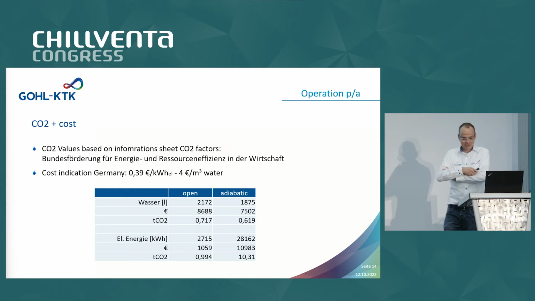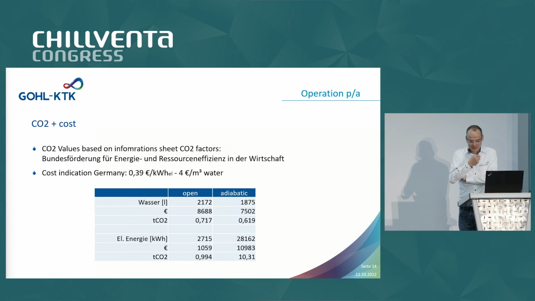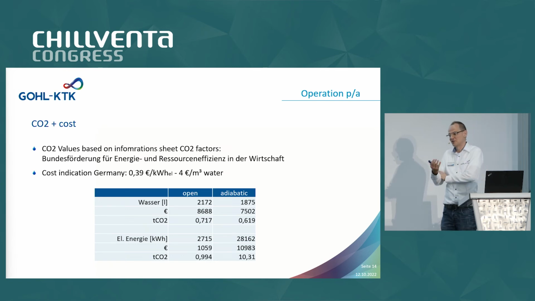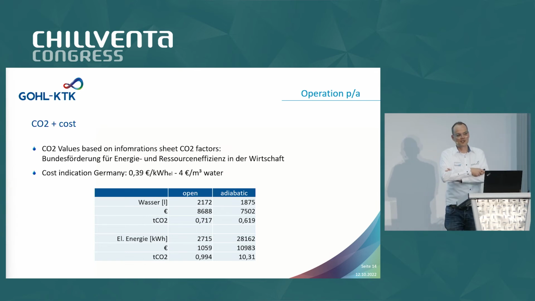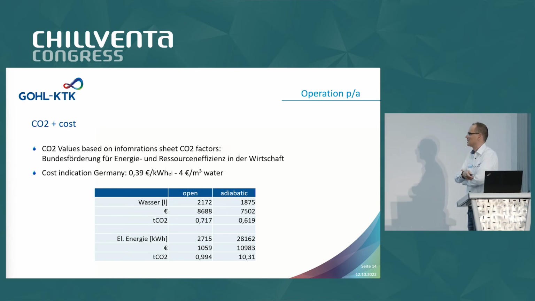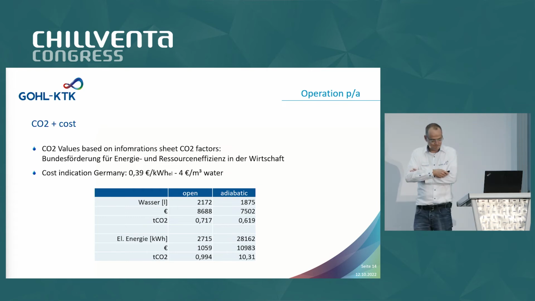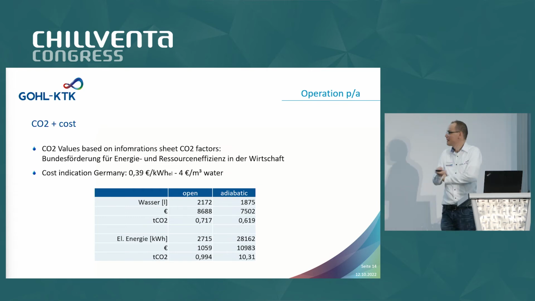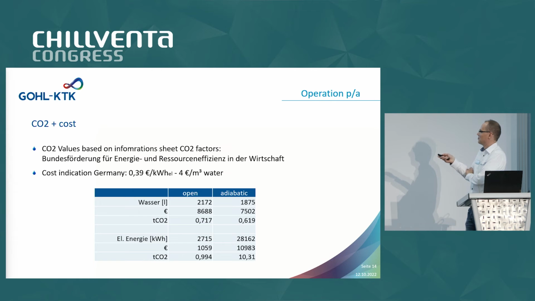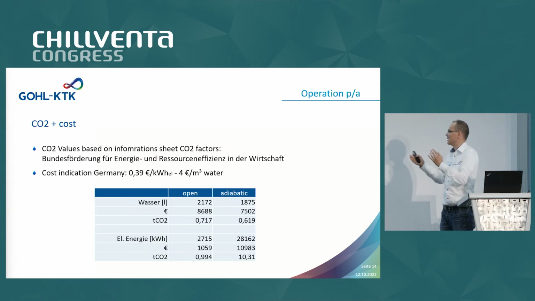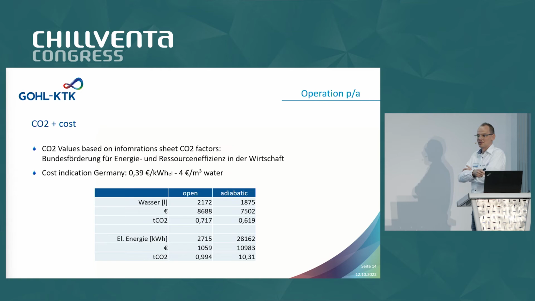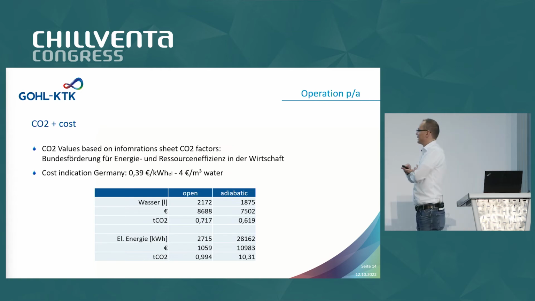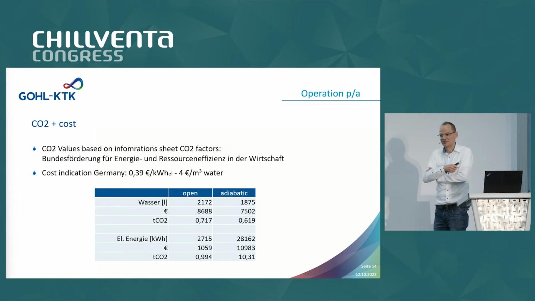So then I had to look up the CO2 values. I took them out of a paper published by the German government, and for the cost of power and water, I made some assumptions based on common values which are normal in Germany. So we see here the water values of the open and the adiabatic type compared. Of course the open type cooling tower will consume a little bit more water than the adiabatic type. But of course this then also accounts in costs.